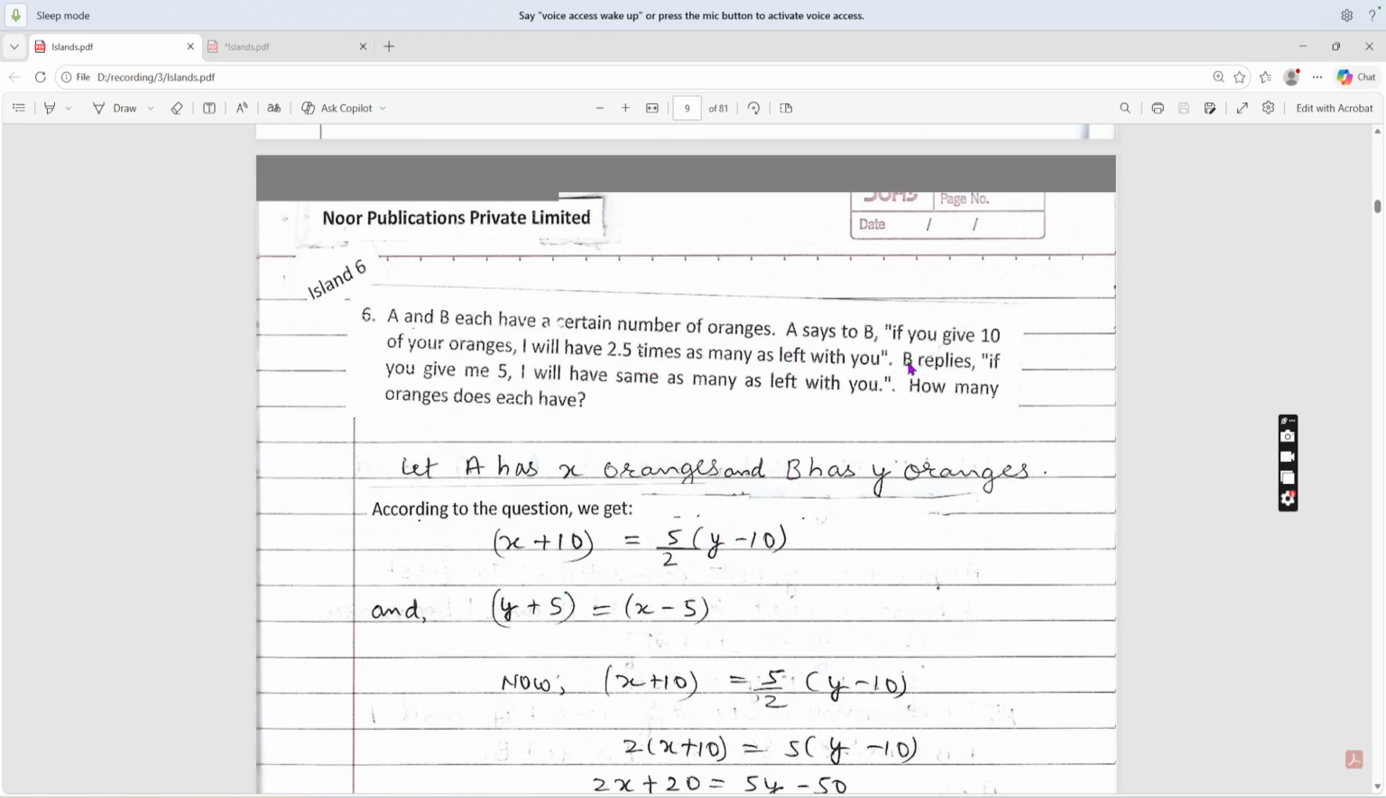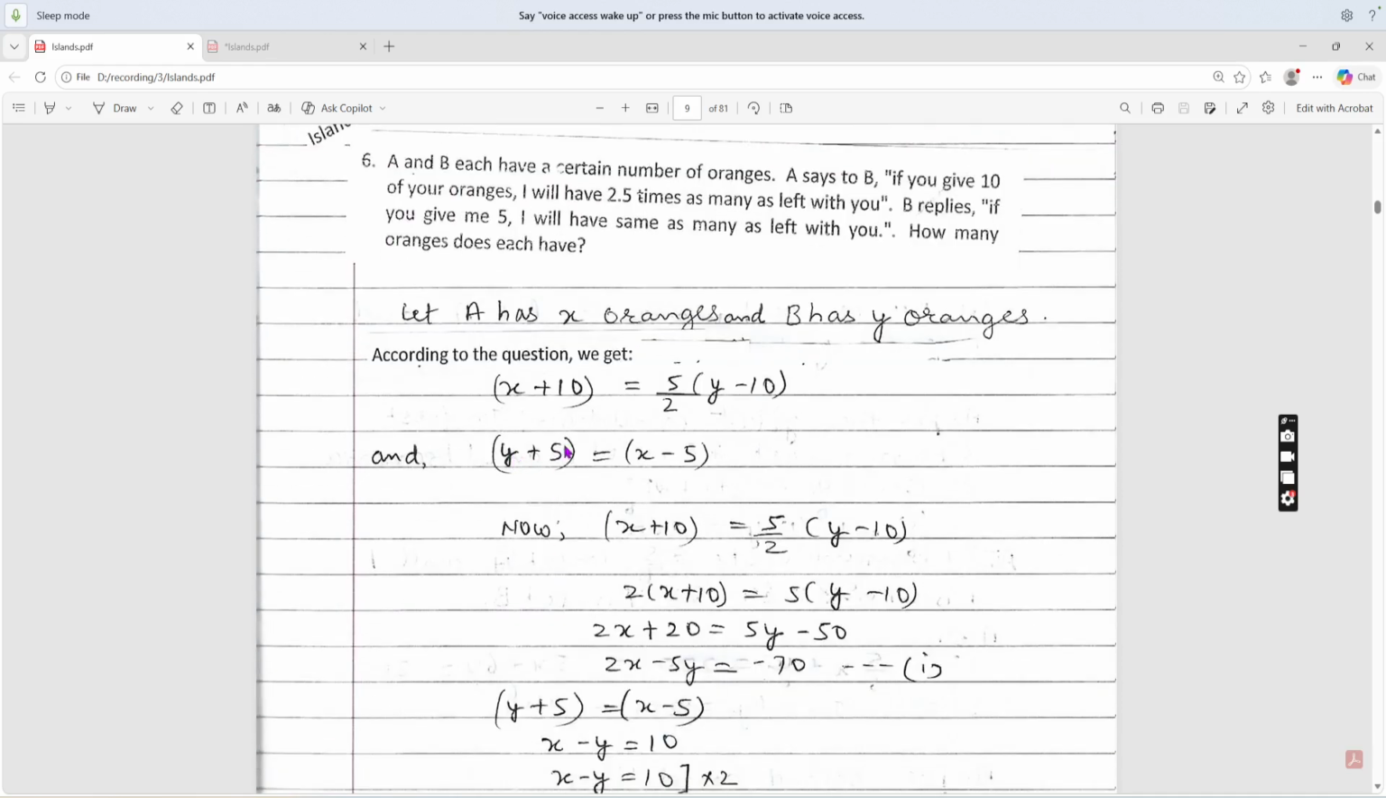Next, I am going to show you the next arrangement. Now B replies. This time, who is the gainer? B says that if you give me, who is you here? You is A here. So this time B is the gainer, the person who gets 5 more oranges. So the new number of oranges held by B would be Y plus 5, because the original number held by B was Y. And the new number held by A would be X minus 5, because it is obtained by subtracting the 5 oranges sacrificed in favor of B.